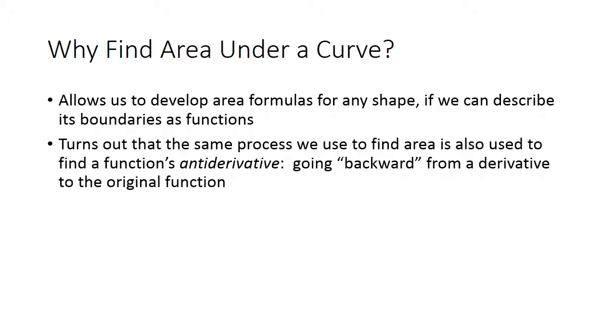It also turns out that the same process that we use to find the area is what we use to find a function's antiderivative. And this means going backward from a derivative to the original function. And why would we want to do that?